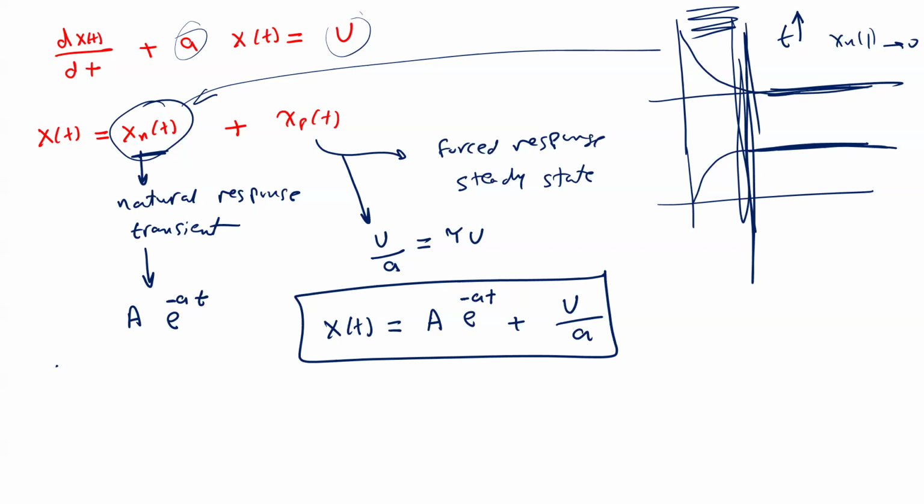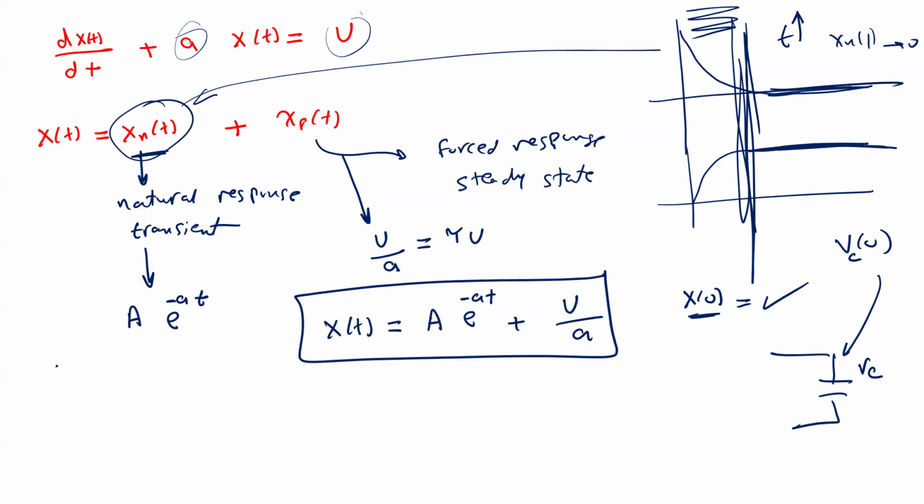Now the question is, have you solved it? No, I still haven't, because yes, a is given to me, U is given to me, but I still don't know the uppercase A. In order to calculate it, I have to give you x of 0, the initial value. For example, in the case of a capacitor, this x is VC, the voltage across the capacitor. So I need to give you VC of 0. What was the initial voltage across the capacitor? This is the initial value.